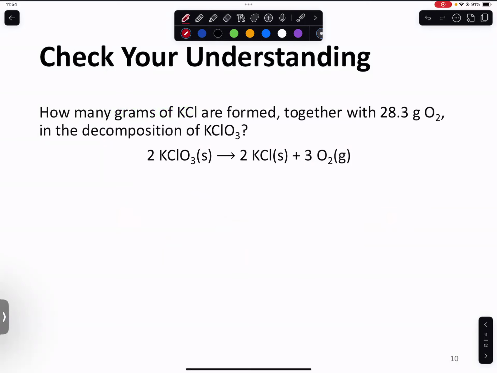Now, let's work on another one. And I want you now to pause your video and try to do this on your own because it is almost the same as the last one, and I want you to try it for yourself. And meanwhile, as you are trying this, I'm going to read the question and work on it. How many grams of KCl, now potassium chloride, are formed when you have 28.3 grams of oxygen formed in the decomposition of KClO3?